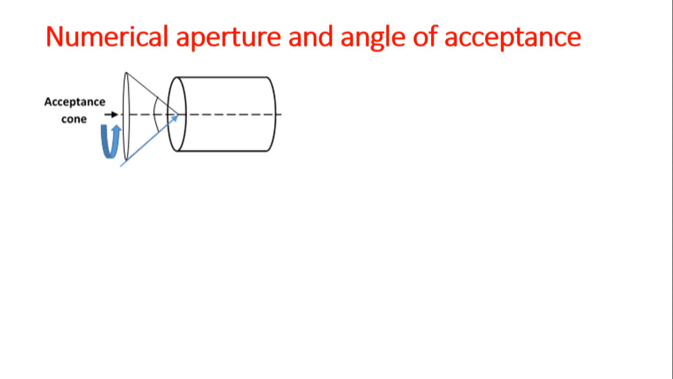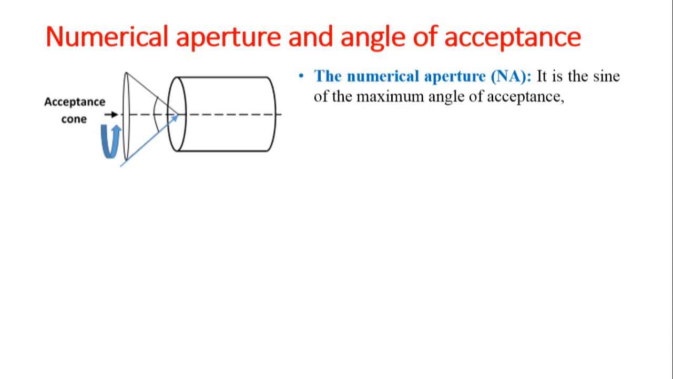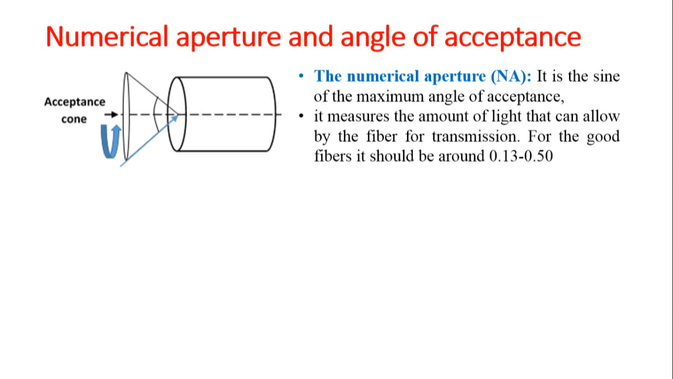Numerical aperture is defined as the sine of the maximum angle of acceptance. What is its importance? It measures the amount of light that can be allowed by the fiber for transmission. How much light will be carried by the fiber is decided by the numerical aperture.